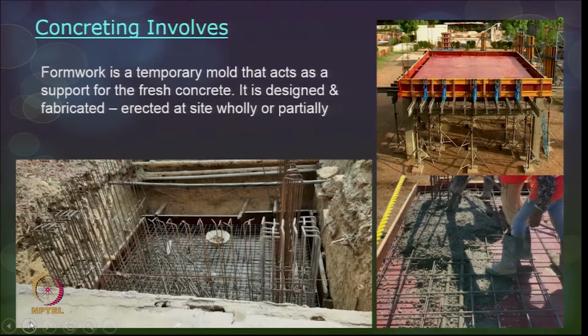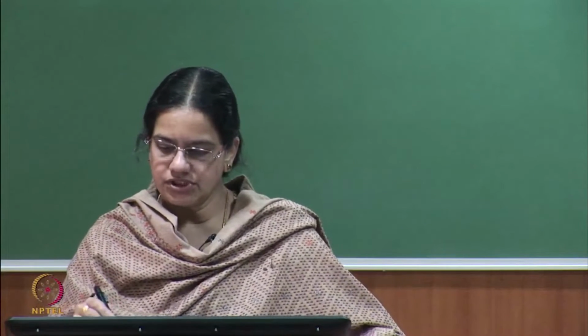Now, the general concreting operation involves 3 steps primarily, but we also say 4 steps. Number 1 is shuttering or form work, number 2 is reinforcement, and the third one is placing or pouring concrete. So, these are the 3 steps. When the concrete has attained strength, we do de-shuttering, which is termed the 4th operation, the 4th step.